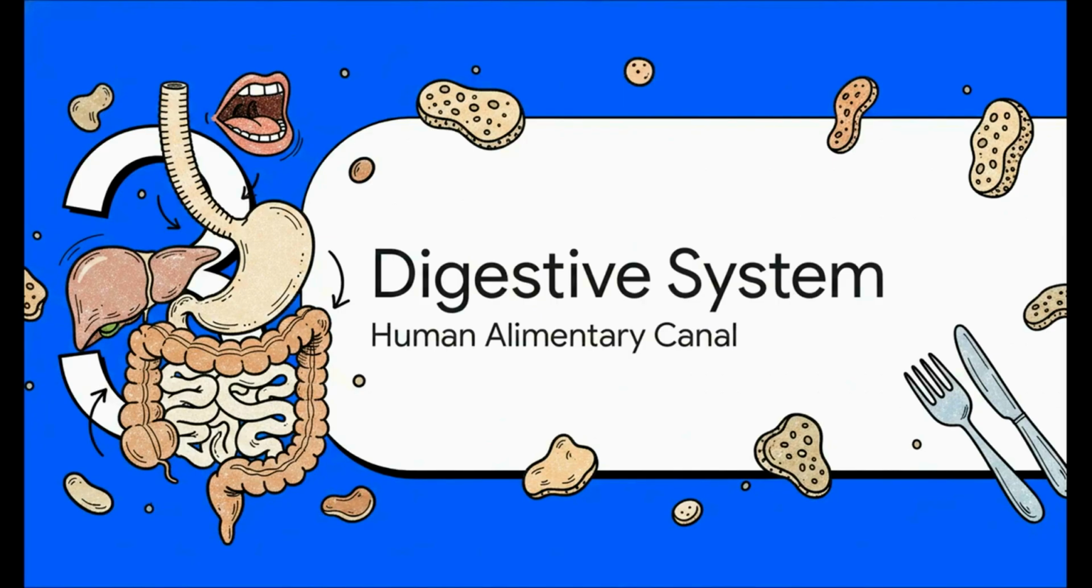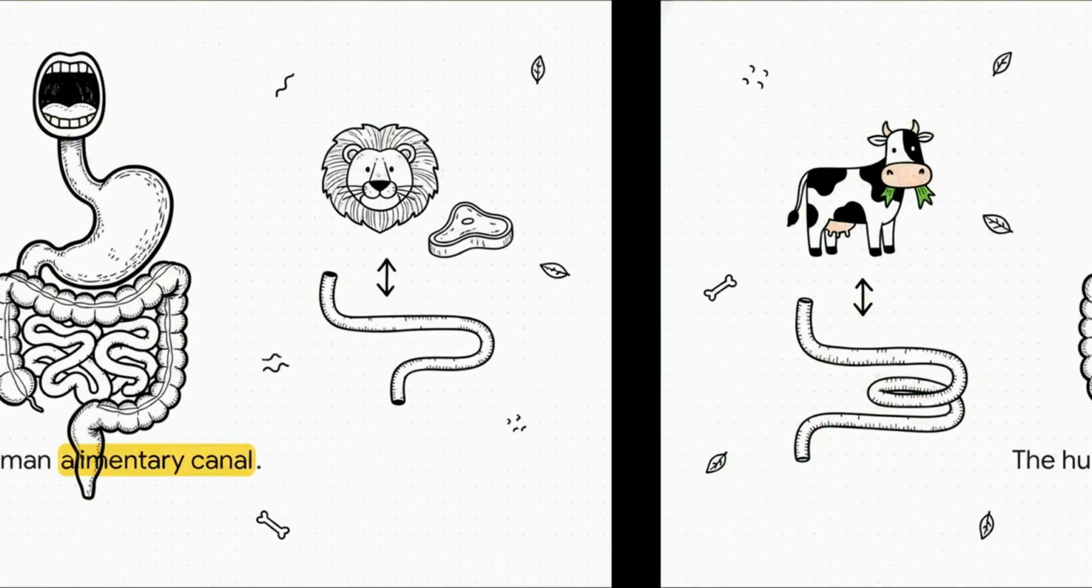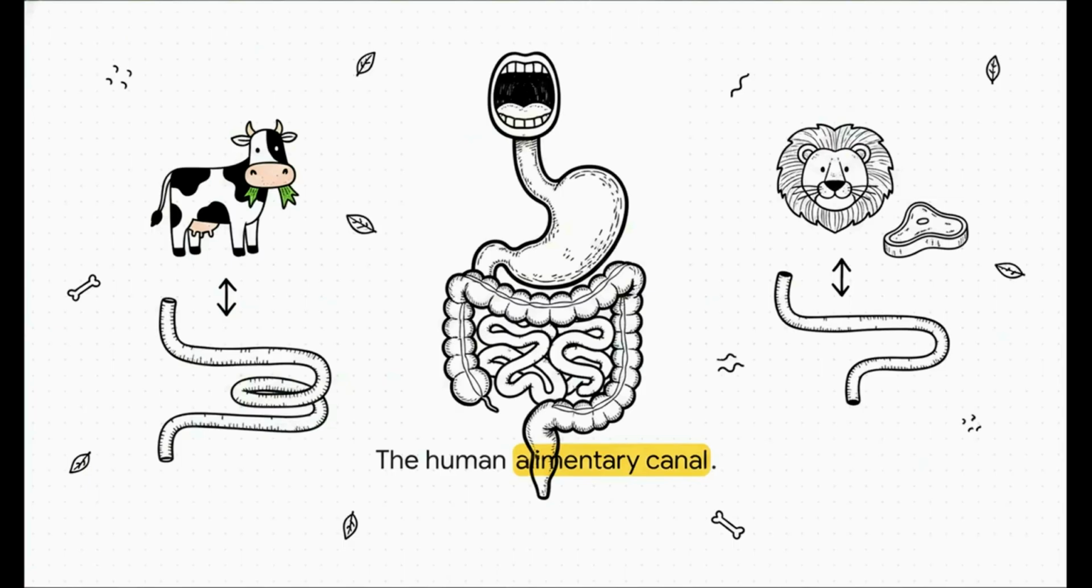Okay, moving on to Section 3, the human digestive system. Let's look at how we as heterotrophs process our complex food. The human alimentary canal is essentially one long continuous tube from the mouth all the way to the anus. But here's a super fascinating fact that exam boards absolutely love to test. The actual length of the small intestine differs between animals based entirely on their diet.